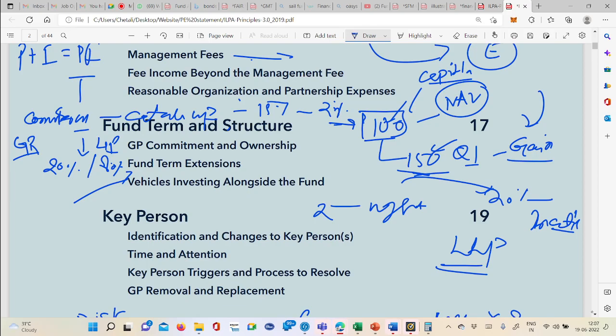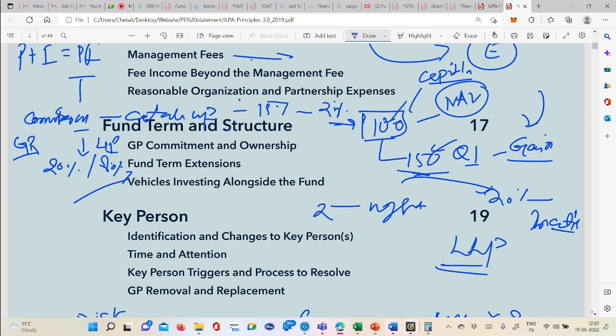And extension means you can extend the duration, but that should also be predefined, for how long you can extend it. Let's say max for one year, maybe two years, not more than that. And the other vehicles investing alongside the fund, it means a pool, that is special purpose vehicles and all. So apart from this fund, you can run the vehicles and invest into it, or run that vehicle.